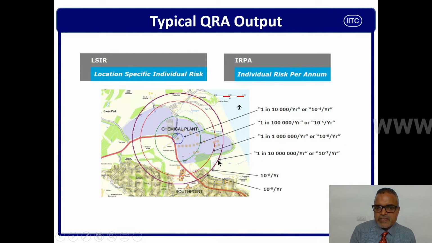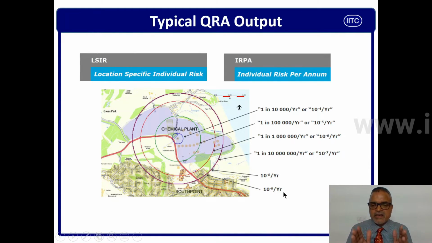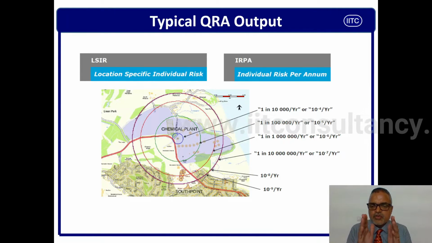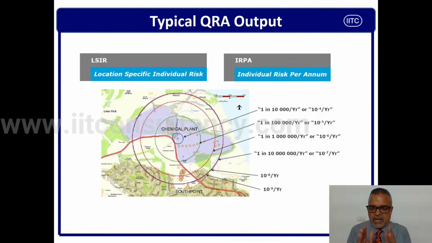If the person is going to stand the whole year, the individual risk per annum is once in a 10 million per year, that means 10 power minus 7 per year. Likewise 10 power minus 8 per year, 10 power minus 9 per year. In a nutshell, the individual risk per annum is a cumulative risk of a person during the working hours.